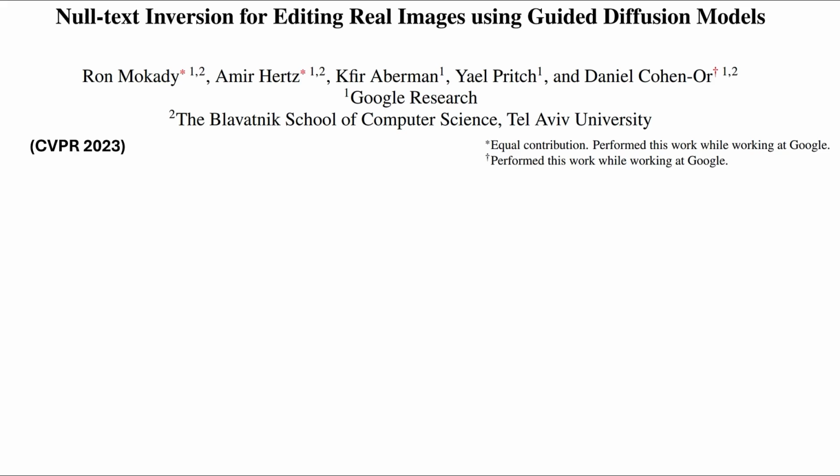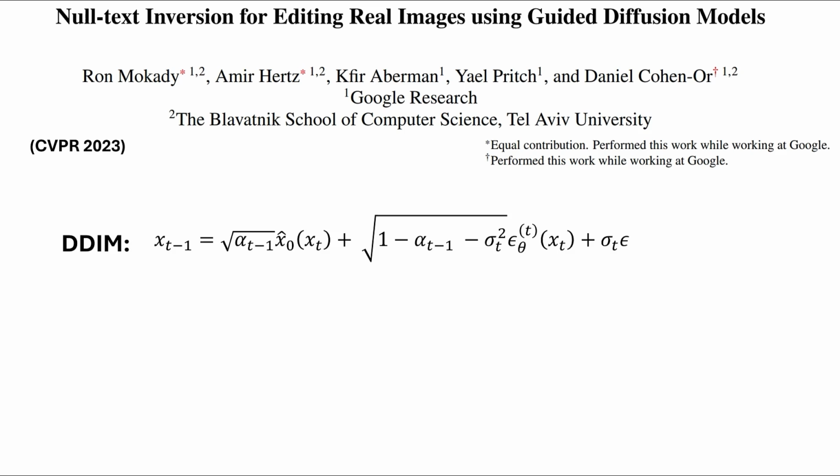Hi everyone, in this video I cover the Null-text Inversion paper from CVPR 23 for editing real images, which is quite popular. At the time that I'm recording, it has 743 citations, and let's just see what it brings to us.